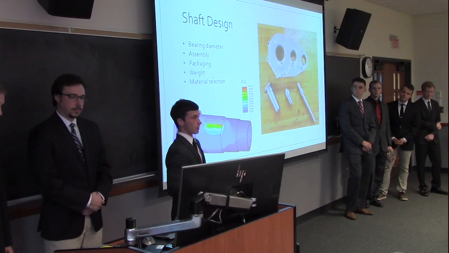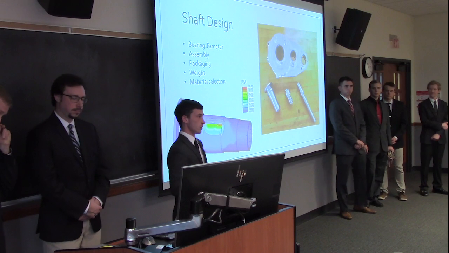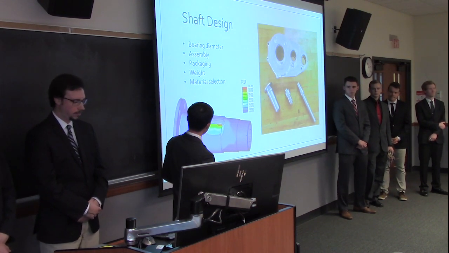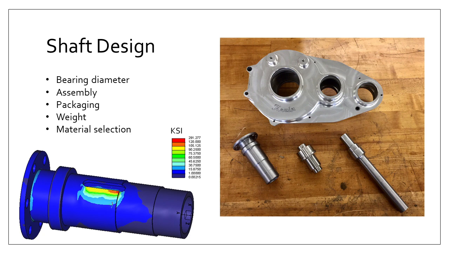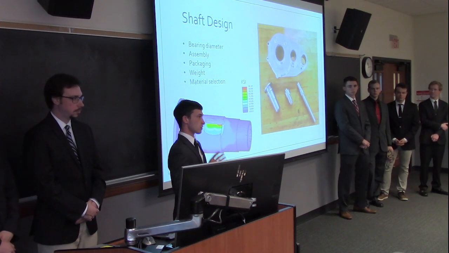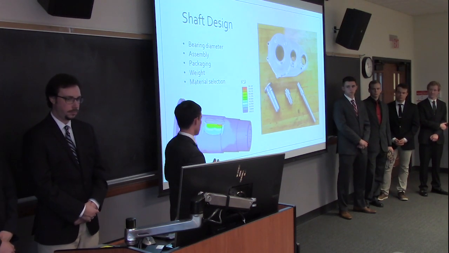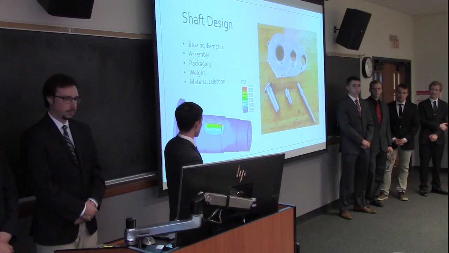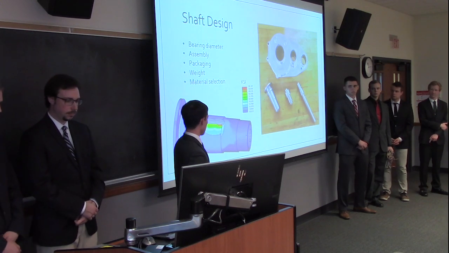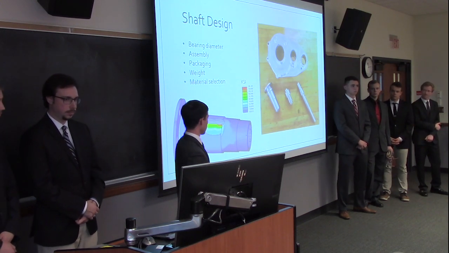So after we had the smallest possible bearings that we could use without failure, we decided to design the shafts. The shafts were designed to minimize weight while still maintaining durability. So we decided to use large diameter shafts with large holes cut in the center. And the reason for that is a large hollow shaft is much stronger per weight than a smaller solid shaft.